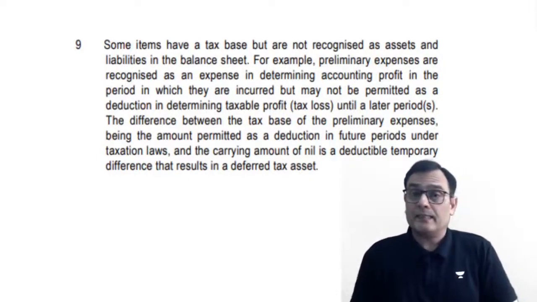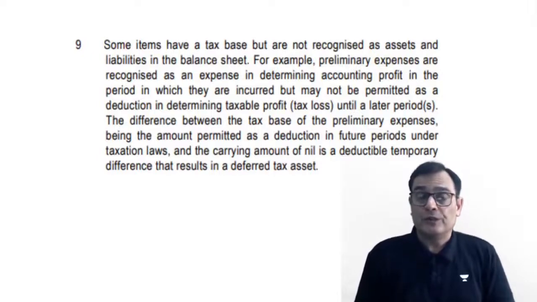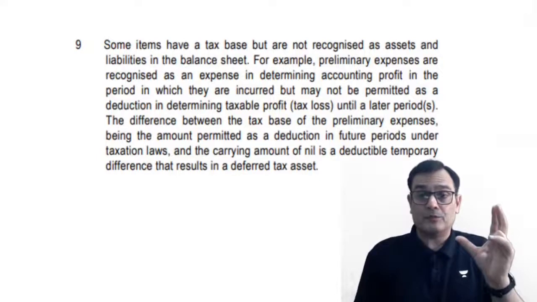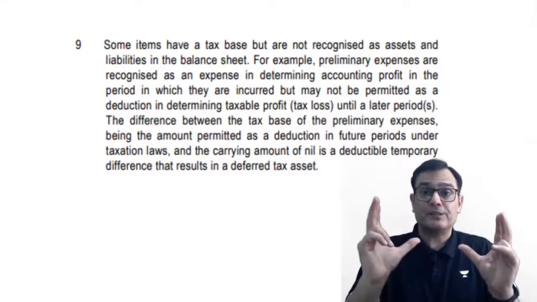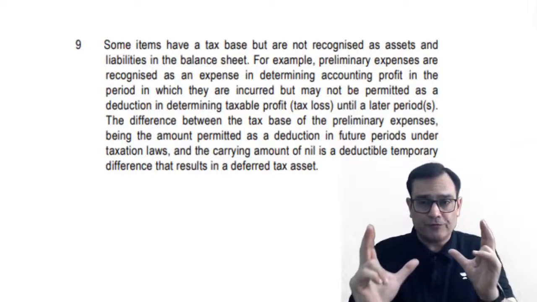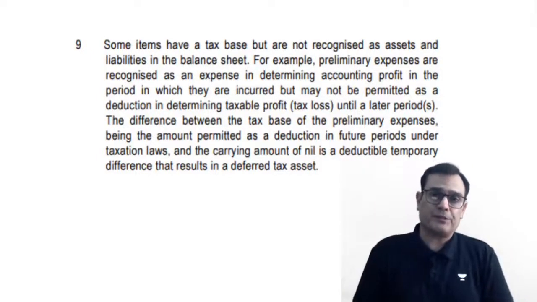Which means I am going to get a future deduction of 80,000, though the carrying amount is 0. So in this example, the carrying amount is nil, but the tax base is the future deduction, which is 80,000, resulting in a difference between the carrying amount and the tax base.